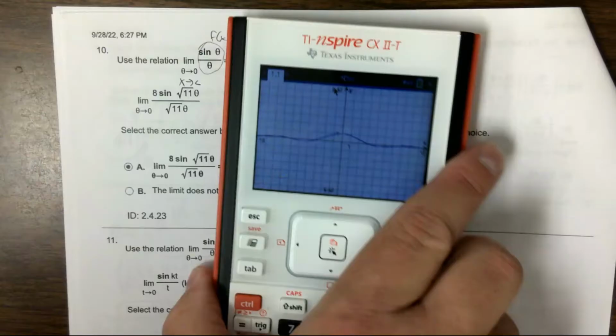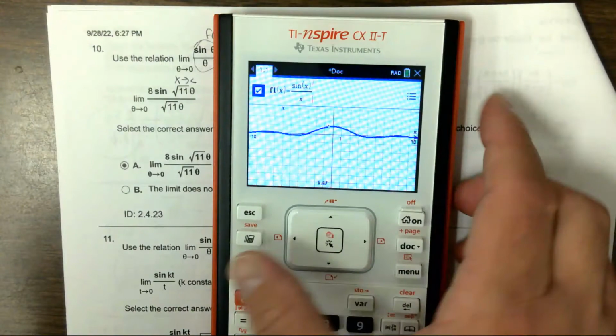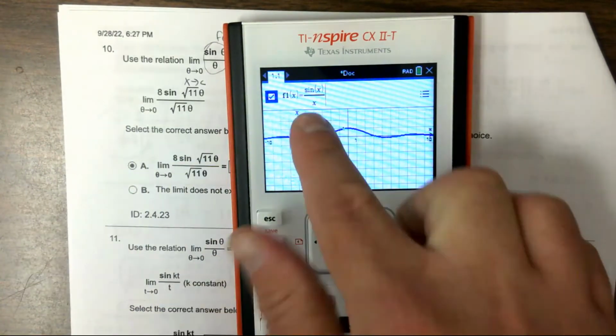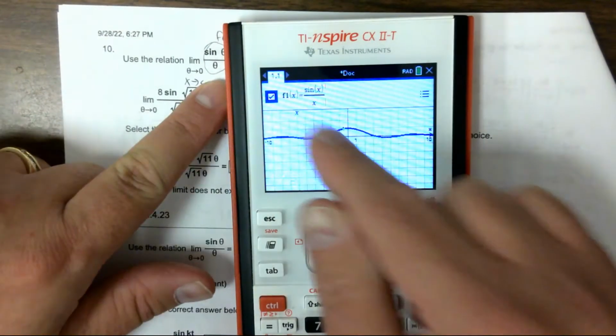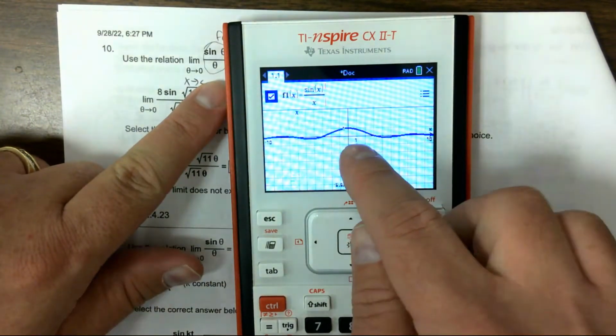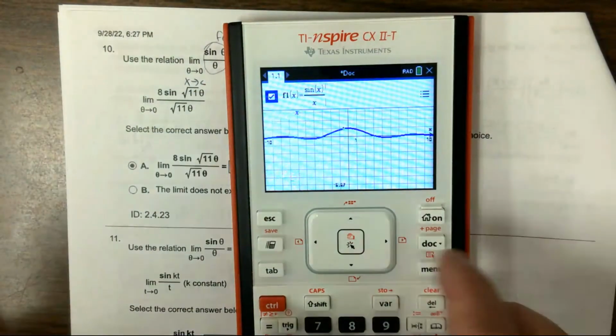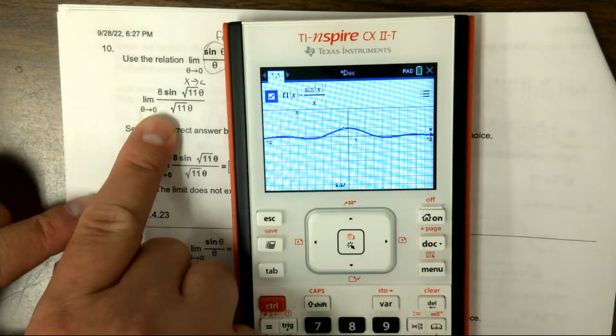Now to show that, if we just do this part as f of x, then that graph looks like this. I'm in radian mode and I'm doing sine x over x. And that highest y value is 1. That's the limit.